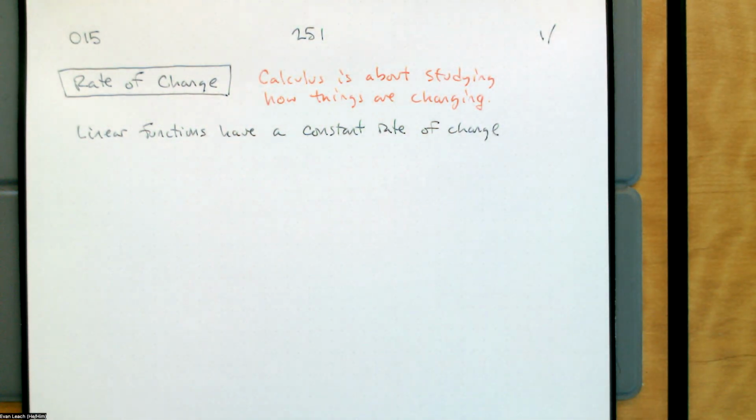Linear functions have a constant rate of change. Linear functions are our favorite functions because of this constant rate of change. This is our default mode of thinking. Thinking linearly is the default mode of thinking. You're always thinking constant rate of change.